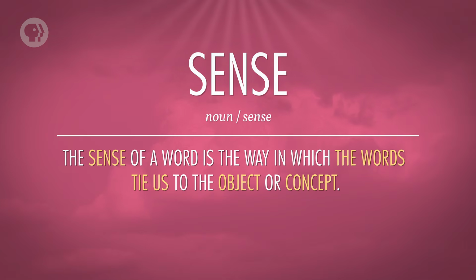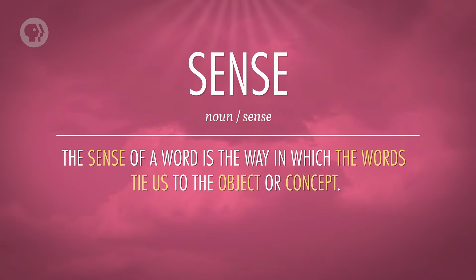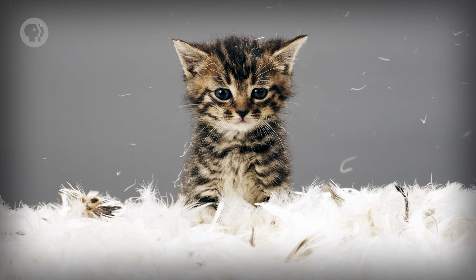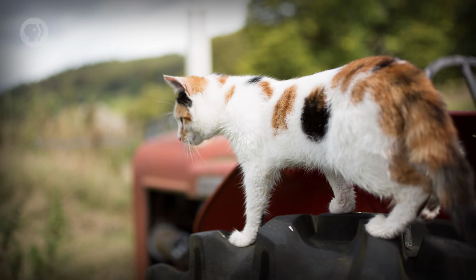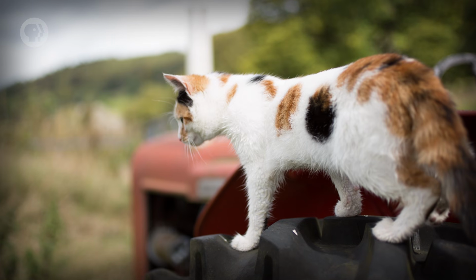Sense, on the other hand, is the way in which the words tie us to the object or concept. So while the reference of each of these words is the same, they have different senses. A kitty might be a baby cat or a sort of fancy lap cat, while a mouser might be a cat that lives in a barn and kills rodents for a living.